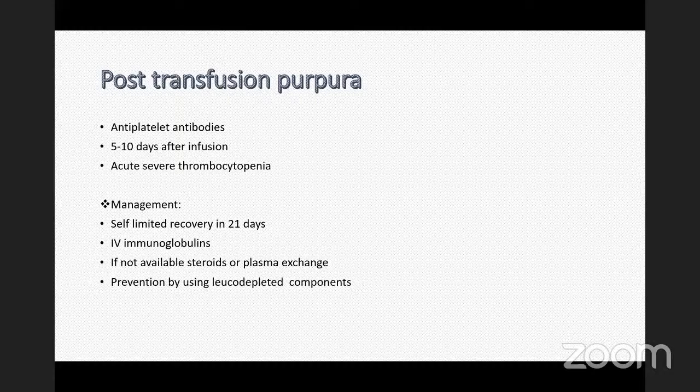So for post-transfusion purpura, antiplatelet antibodies are usually found in such patients 5 to 10 days after infusion. Acute severe thrombocytopenia. The management is self-limited recovery in 21 days. IV immunoglobulin is given. If not available, steroids or plasma exchange. Prevention is by using leukodepleted components.